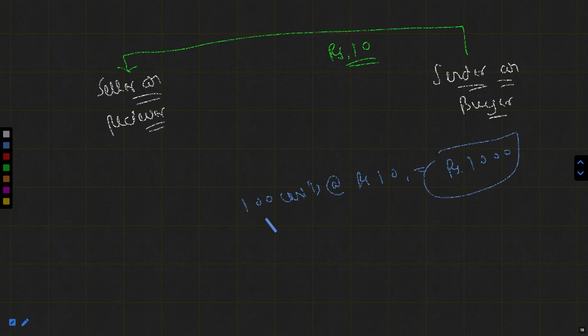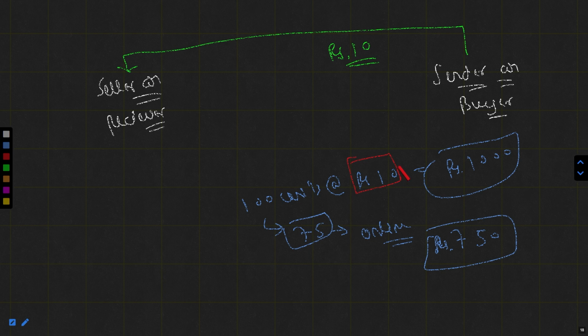Out of these 100 units, 75 units were sold online. So rupees 750 I have received online. It means that these 75 customers paid me online, and among the 75, you are one. So what if you are claiming that you have paid me rupees 10? But I am asking you to prove that you have paid me rupees 10. So how will you do it?